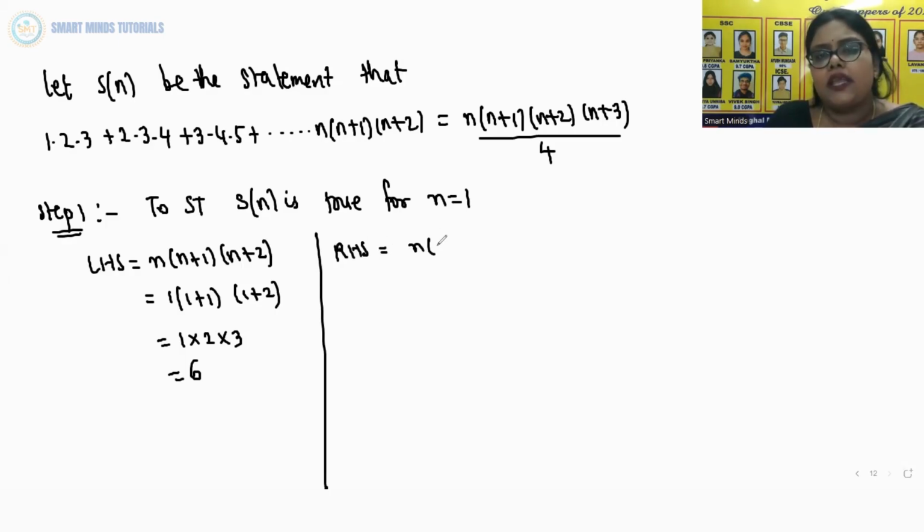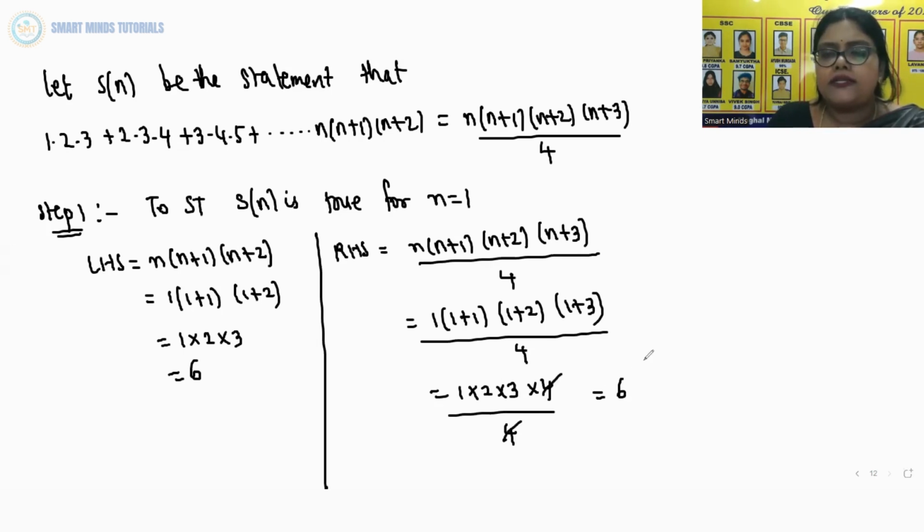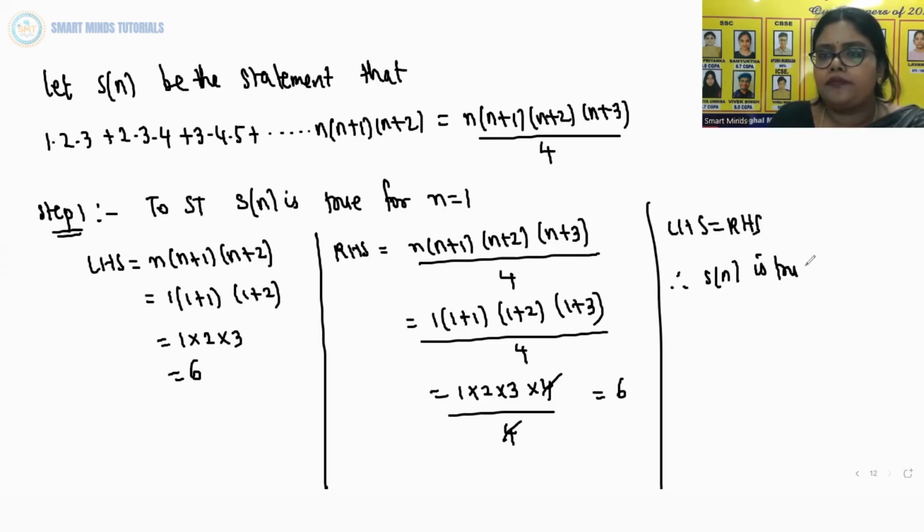What is RHS? n into n plus 1 into n plus 2 into n plus 3 by 4. Now put n is equal to 1. 1 into 1 plus 1 into 1 plus 2 into 1 plus 3 by 4. That is 1 into 2 into 3 into 4 by 4. 4, 4 cancel. That is 6. So we got LHS is equal to RHS. Therefore, S of n is true for n is equal to 1. So we are done with first step. Now let us move on to step 2.